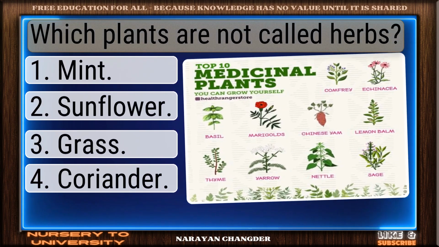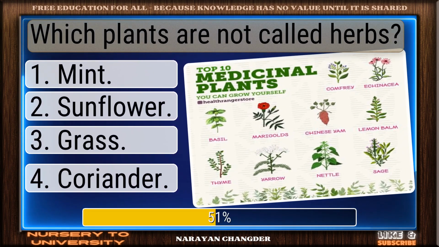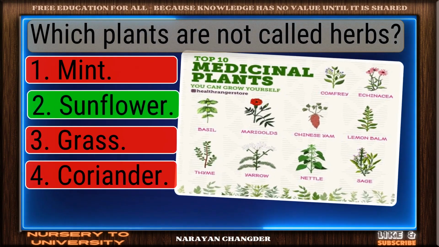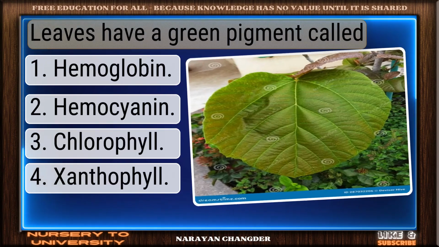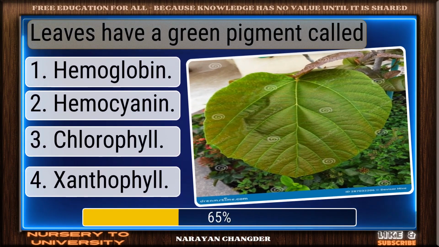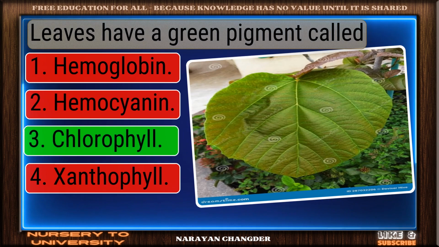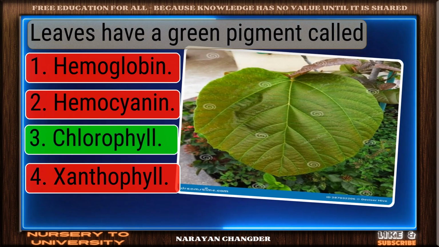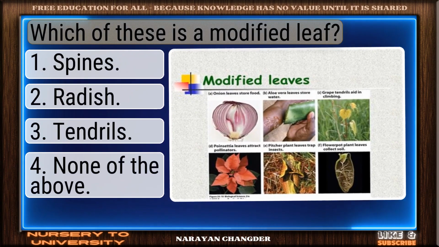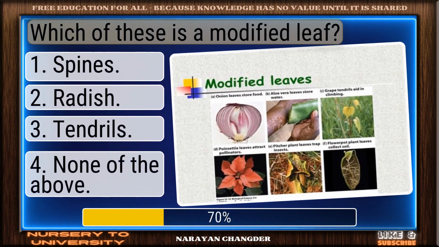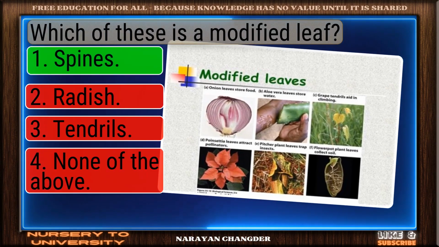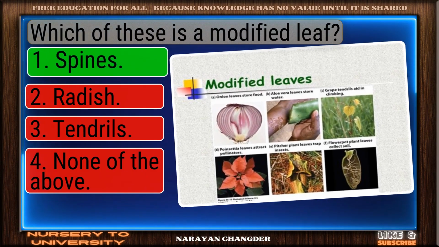Which plants are not called herbs? Excellent choice. Sunflower is the right answer. Leaves have a green pigment called. Good job. Your answer, chlorophyll, works well here. Which of these is a modified leaf? Clear logic. Your choice, spines, is sound and 100% true.